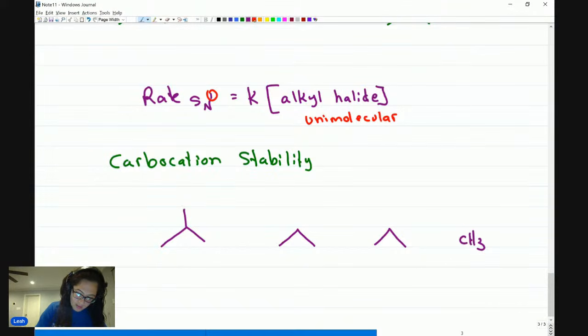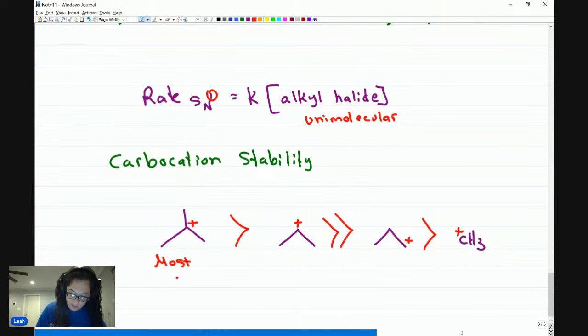Let me just show you what I mean. Tertiary carbocation, secondary, primary, and methyl. Tertiary is the most stable. Actually, let's do that right there. This right here is the most stable, and that is because carbocations are stabilized by the surrounding groups.